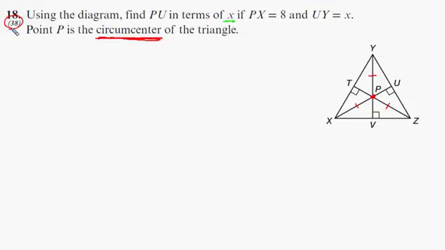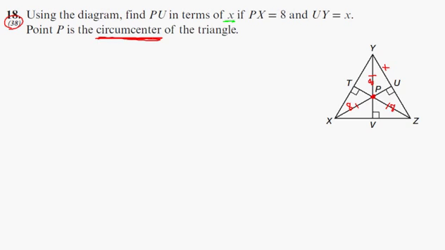Okay, so let's mark the things that we know. We know that PX is equal to 8. So PX is equal to 8, which means that all of these are equal to 8 because they are equidistant. If you didn't know the definition of circumcenter, you wouldn't have known that. We know that UY is equal to x.